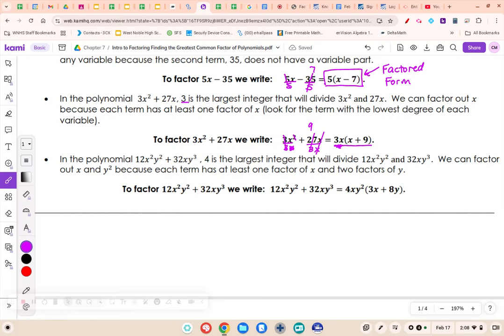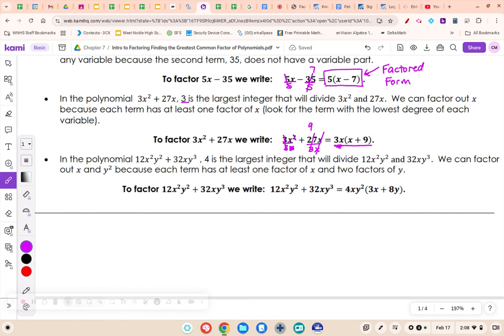In the polynomial 12x squared y squared plus 32xy cubed, 4 is the largest integer that will divide 12x squared y squared and 32xy cubed. We can factor out an x and a y squared because each term has at least one factor of x and 2 factors of y.